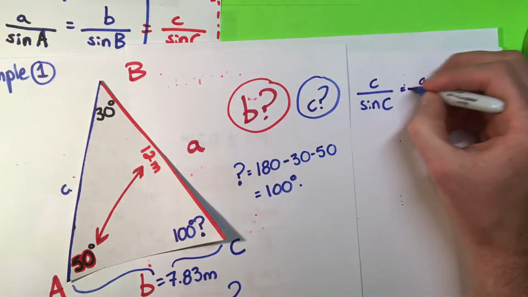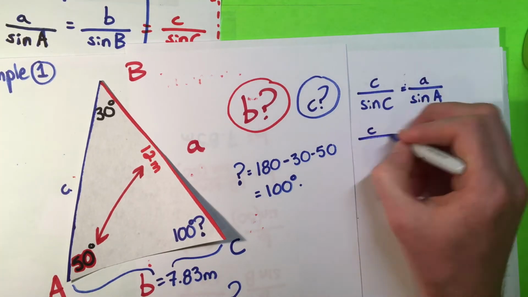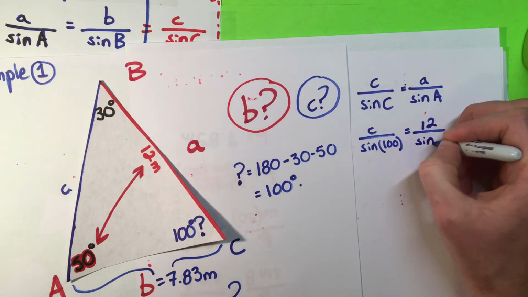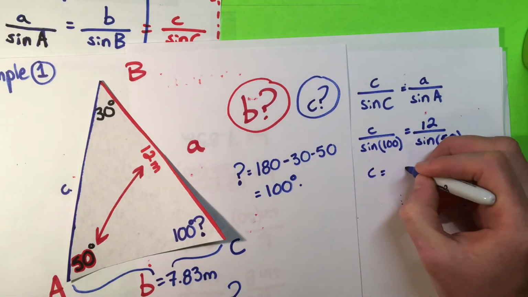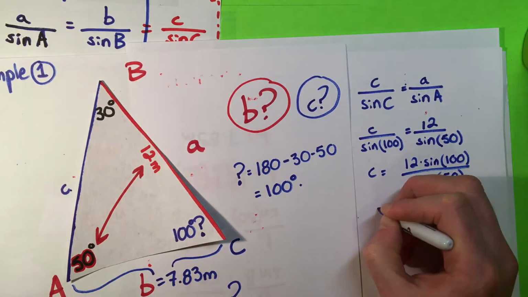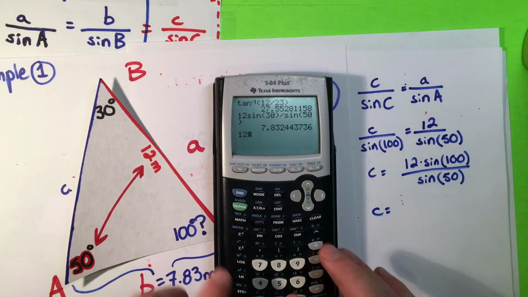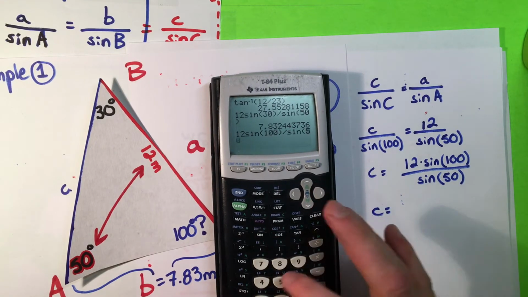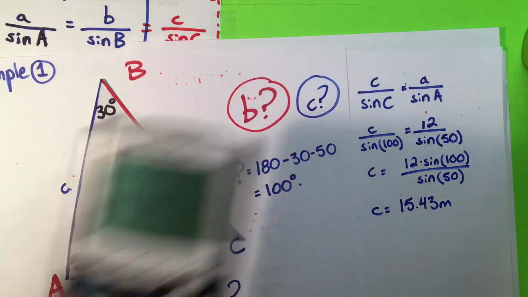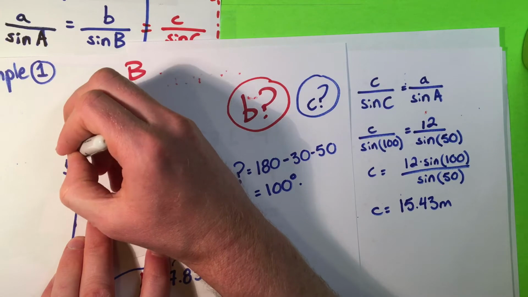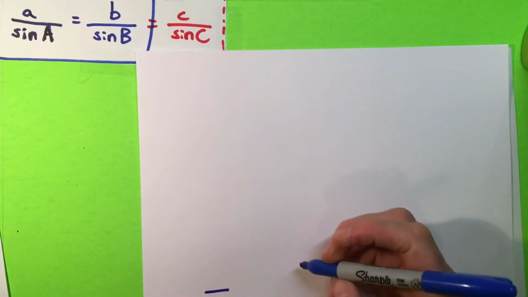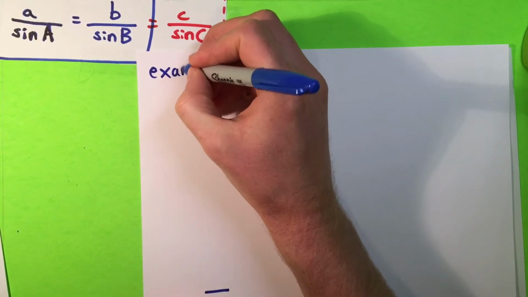And so we fill in the letters. Big C is 100 degrees. And here we're using a over sine A, so it's going to be 12 over the one across from it, sine 50. Again, we've got to get c by itself, so we multiply by that sine 100 on both sides, which effectively disappears the one on the left and adds it to the top of the fraction on the right. Let's type that in our calculator: 12 times sine 100 divided by sine 50, and we get 15.43 meters. So we were able to solve every piece of information on this triangle using sine law and that special rule number 1 too. Now let's look into example number 2 out of 3.